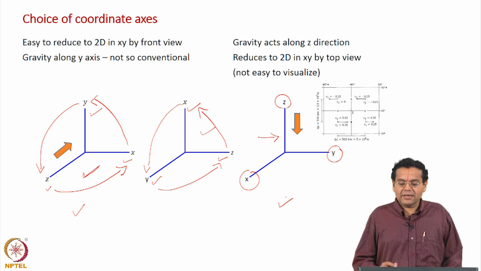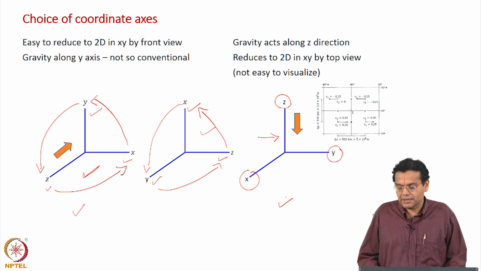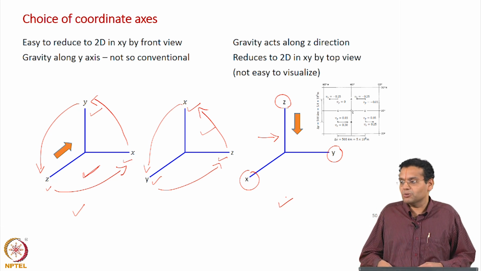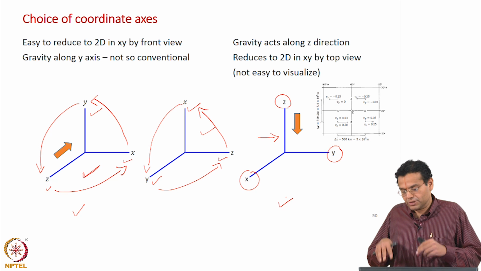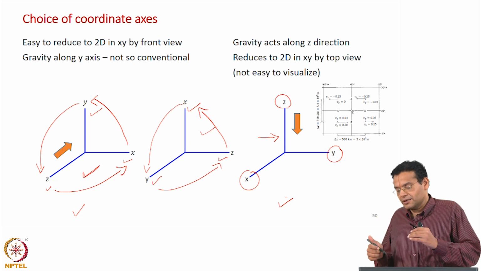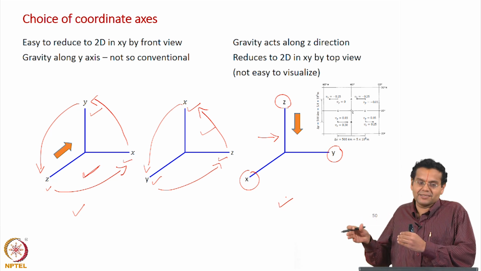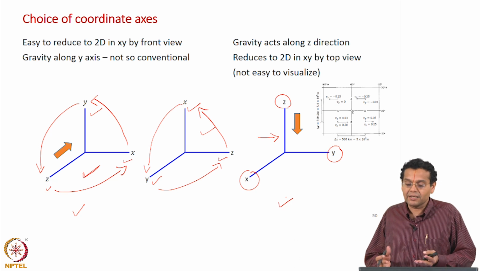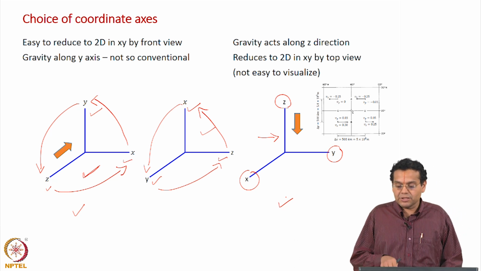Here gravity acts along the z direction, the conventional z direction. But what is the disadvantage? Suppose you want to reduce to 2D, you will have to look down at the top view, and maybe it will turn, then you will have the x axis here and the y axis here. That way it is slightly inconvenient, but this is the axis which is used in this problem.